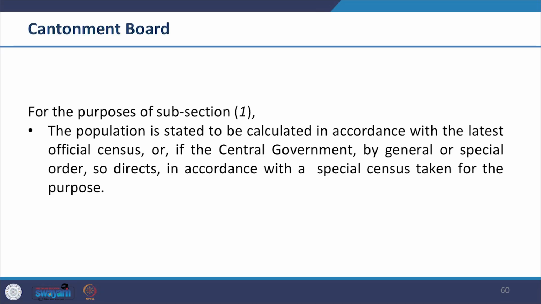For the purpose of categorization, the population is stated to be calculated in accordance with the latest official census, or if the central government undertakes a special census for this. So they can take it directly from the census, or they might perform their own special census for this purpose.